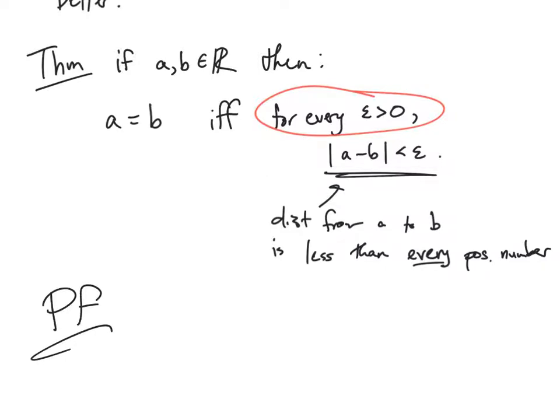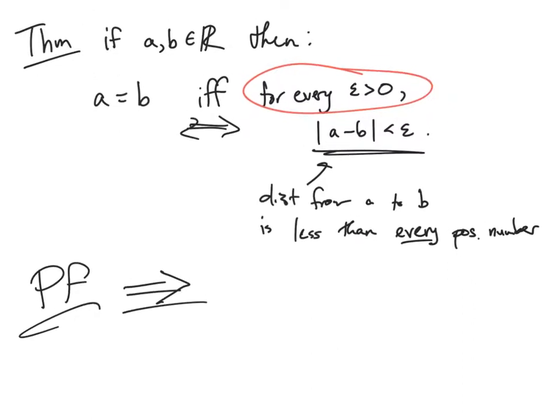So the proof. This is an if and only if. So we've got to prove two things, right? If and only if means the first thing implies the second thing, and also the second thing implies the first thing. I think the first one is easier, so I'm going to do this direction first. If I think of this if and only if as an arrow having two directions, you have to do each one separately. Let's do the first one first.